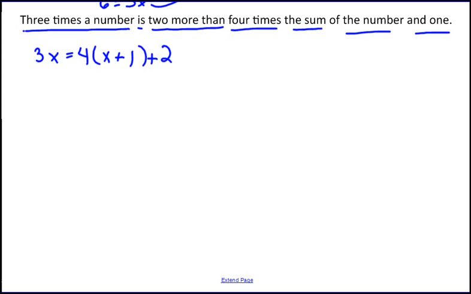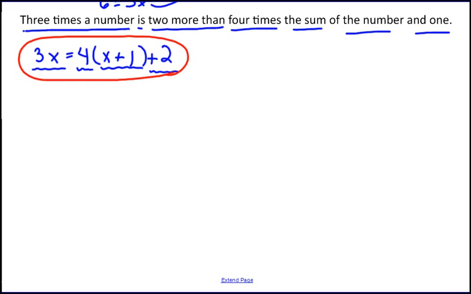So once more, 3 times a number is right here. Is the equal sign. 2 more than is here. 4 times the sum of the number and 1. So this actually is what was asked for. This is an algebra equation that corresponds to the words that were up above. Well, let's go ahead and solve this as well.